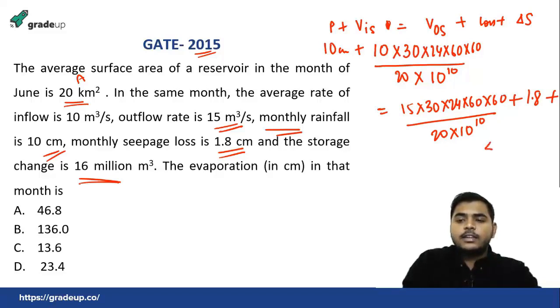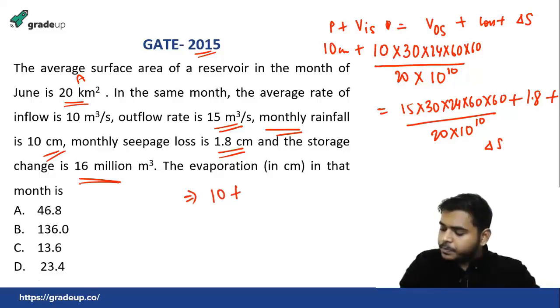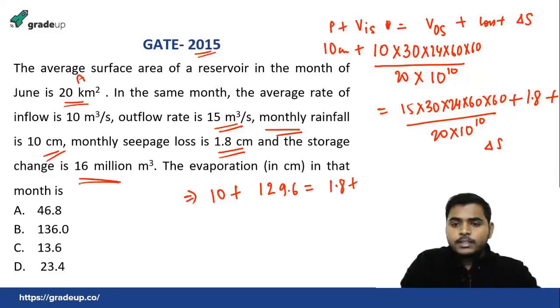Delta S, let's assume, we keep it for safe. Now when we solve this, we will get 10 centimeter plus this value will come around 129.6. And this value will be 1.8, plus this value finally we will get as 194.4, plus delta S plus evaporation loss that we have to calculate.